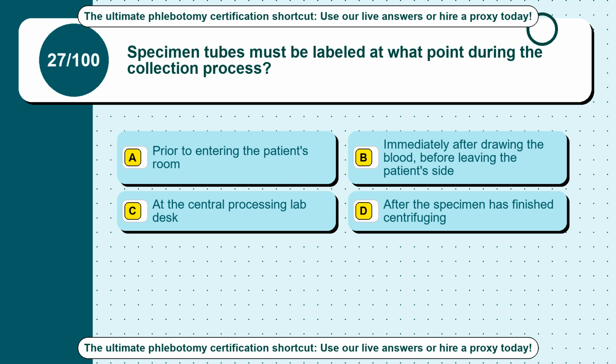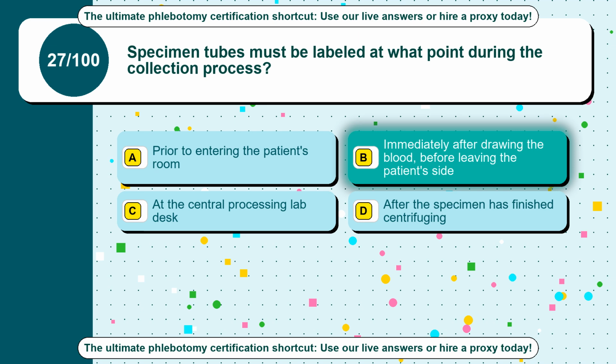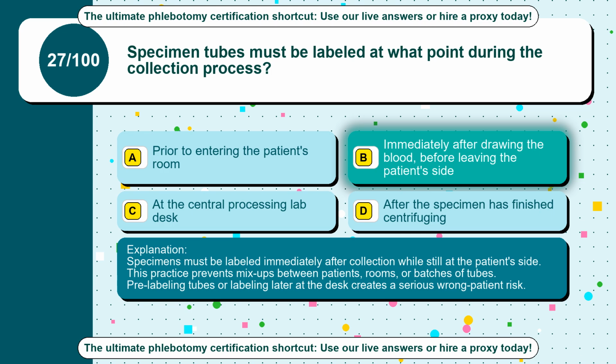The correct answer is option B. Immediately after drawing the blood, before leaving the patient's side. Specimens must be labeled immediately after collection while still at the patient's side. This practice prevents mix-ups between patients, rooms, or batches of tubes. Pre-labeling tubes or labeling later at the desk creates a serious wrong patient risk.